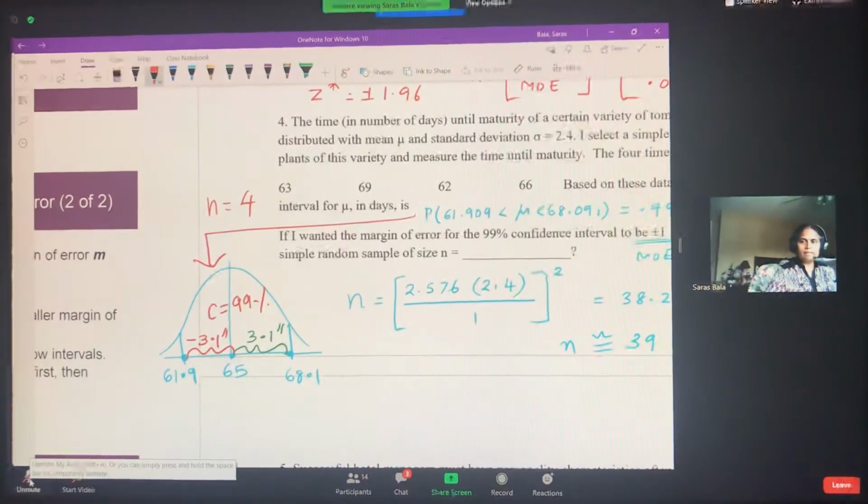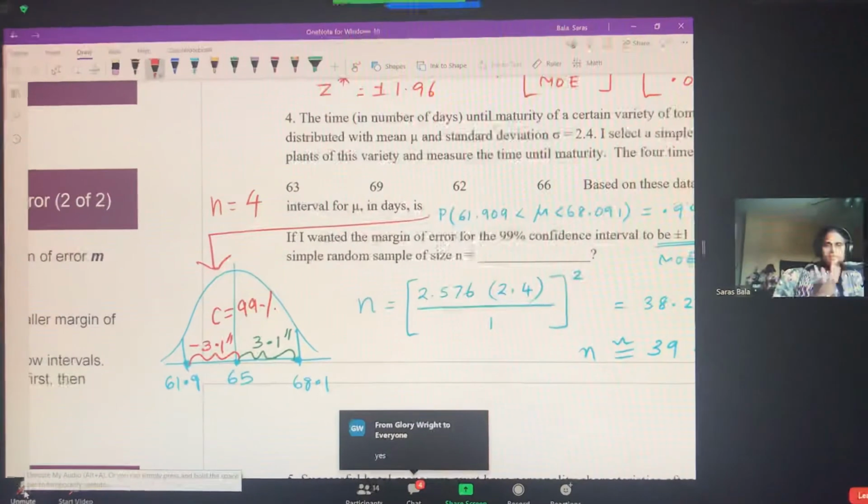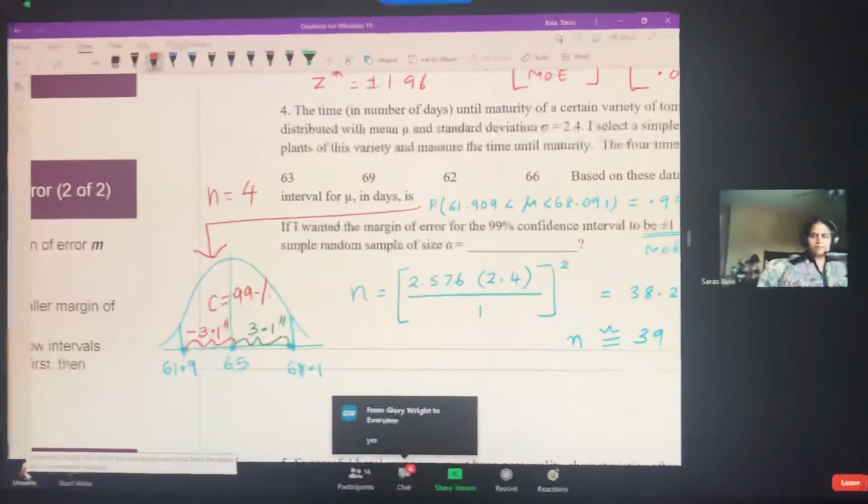Do you see the screen? Yeah, we see the screen. All right, good. It's taking some time to bring it up. That's why I was wondering.